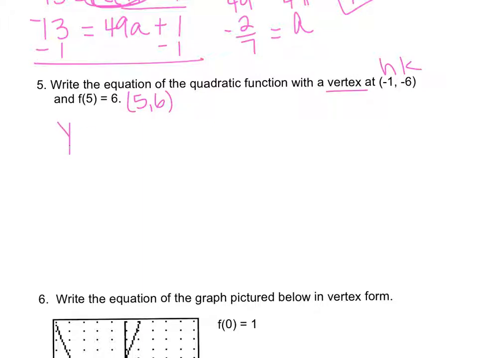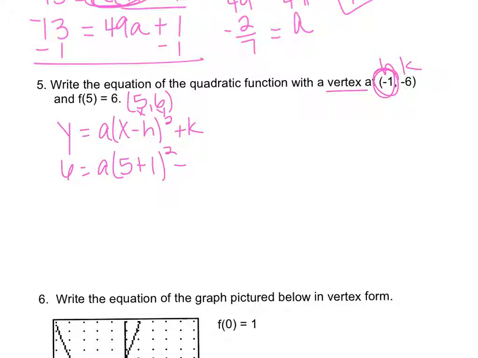So I'm plugging into vertex form, so we can find a. So our y is 6. X is 5 minus our h. Common mistake is putting -1, but it should be +1 because you're subtracting a -1. Don't leave off the squared. Plus k, and k is -6. Make sure again that you work this out before you subtract 6. So that's going to be 36a.